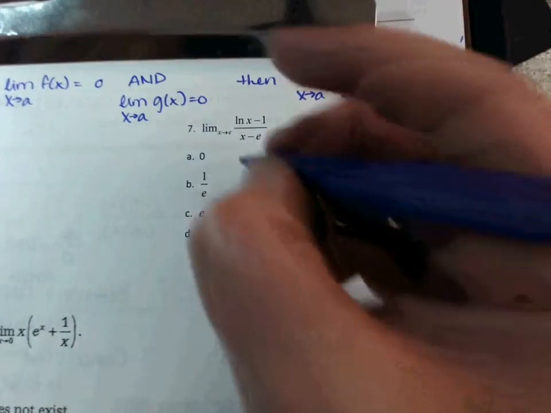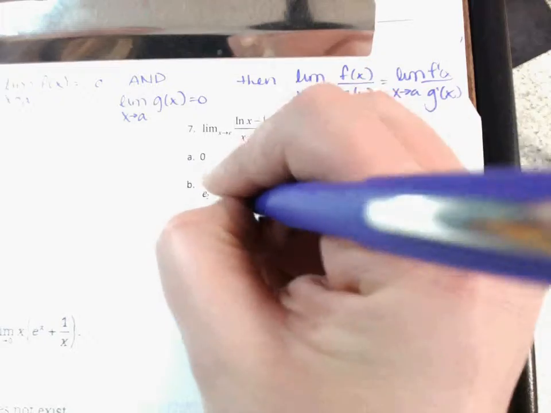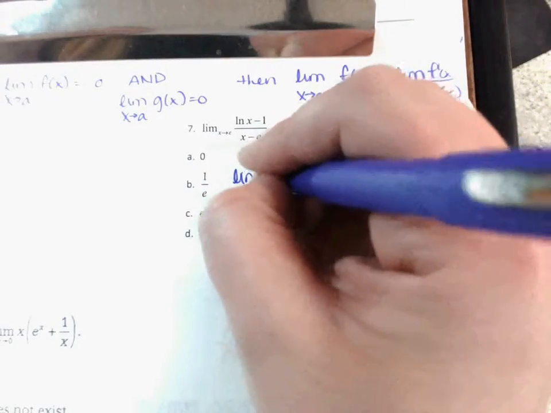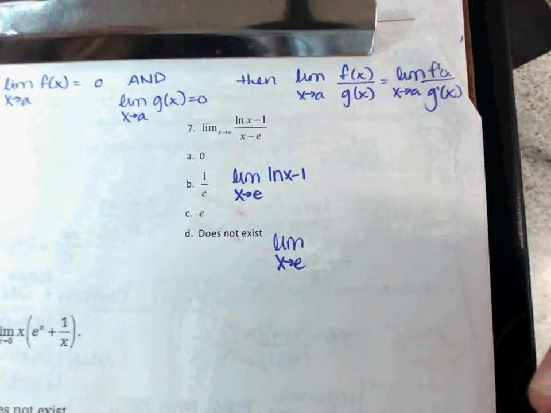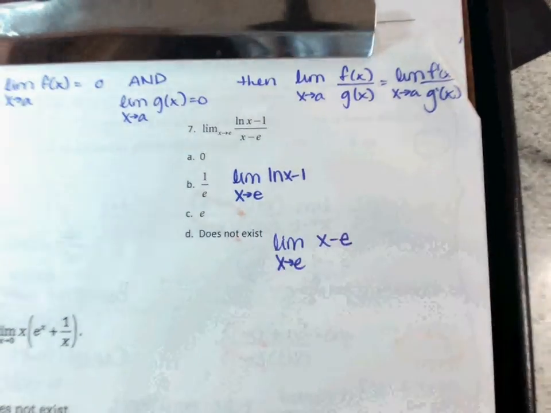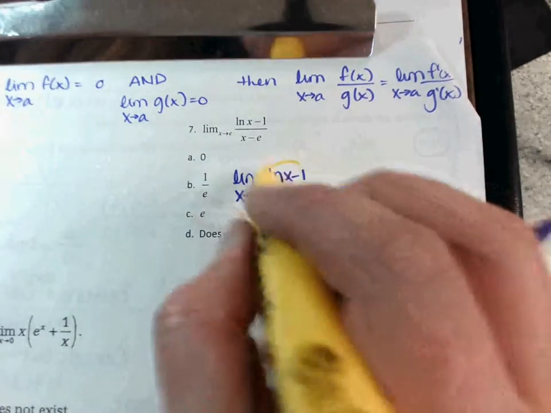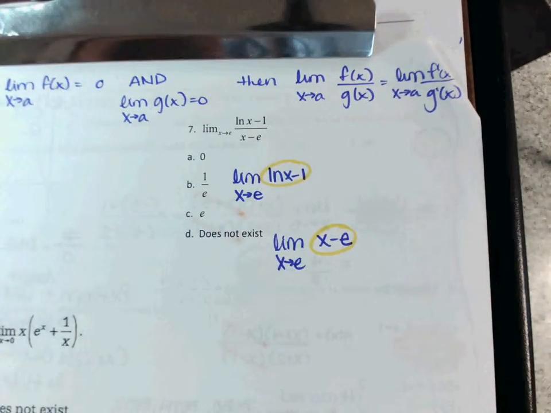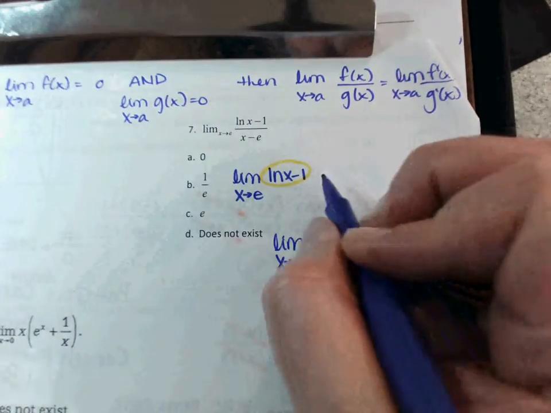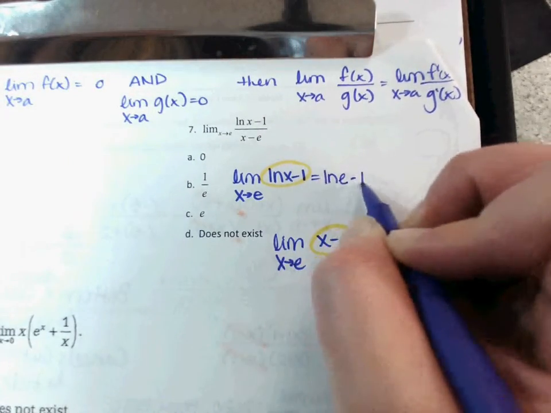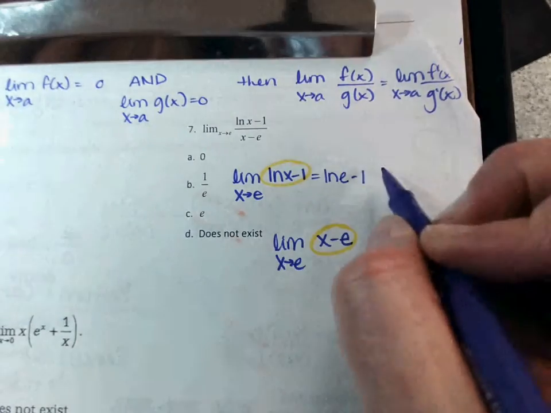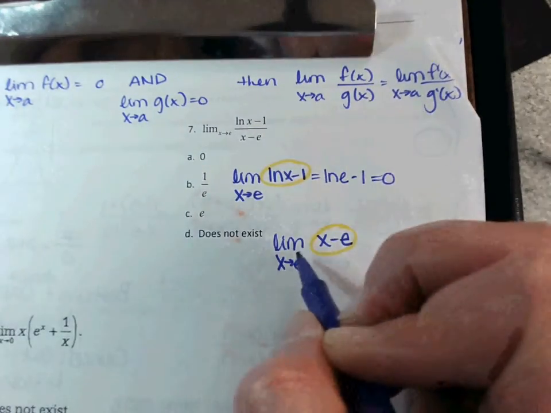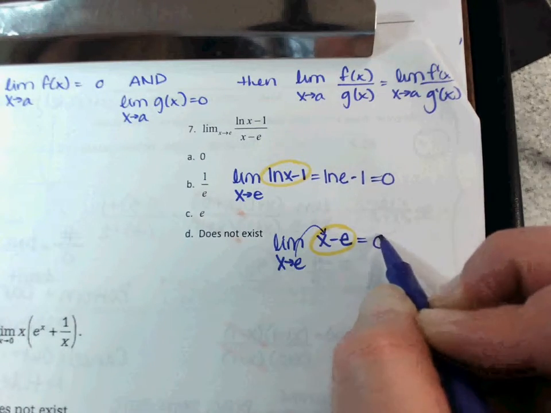Okay, so look at it. First thing I'm going to do is find the limit as x approaches e of ln x minus 1, and the limit as x approaches e of x minus e. So notice, this one is the top, this one is the bottom. Now, when I plug it in, I get ln of e minus 1. But what's the ln of e? 1. And what's 1 minus 1? 0. Then on the bottom, I plug in e. What's e minus e? 0.